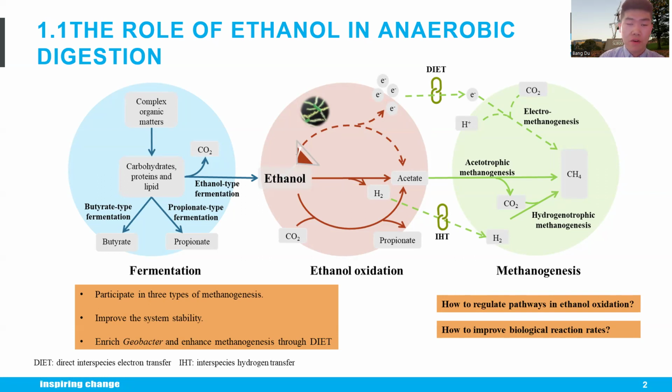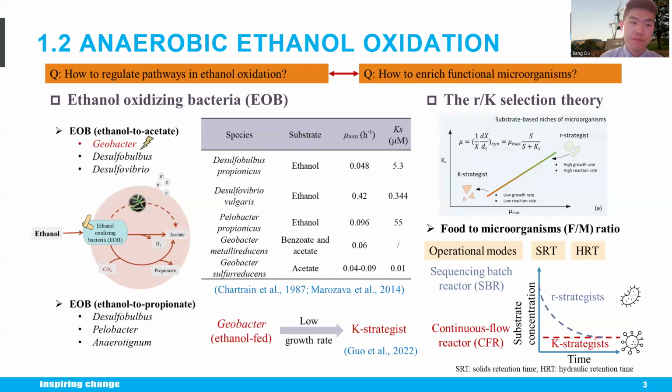First, ethanol can be converted into acetate and hydrogen via a conventional pathway. Second, it can be converted into acetate and electrons through the DIET pathway. And the third pathway is the propionate-producing pathway with carbon dioxide feeding. So we can raise two scientific questions. First is how to regulate this pathway, and second is how to improve the reaction rate.